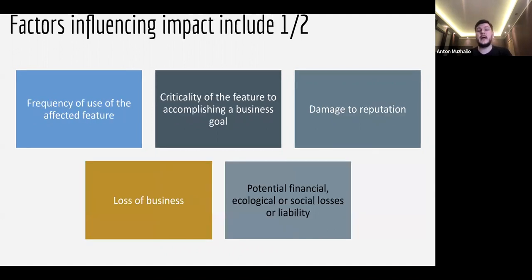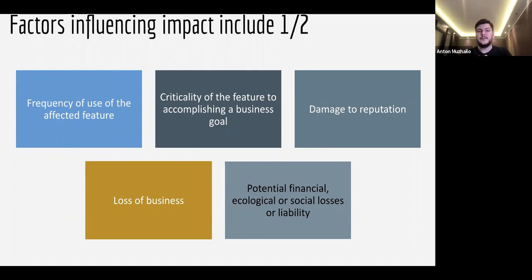So regarding the impact, there is also a list of factors that influence the impact. First of all, it's the frequency of use of the affected feature. I mean, if there is a feature that is used very rarely, in rare cases by rare customers, the impact won't be as big as if this feature were very popular, right?